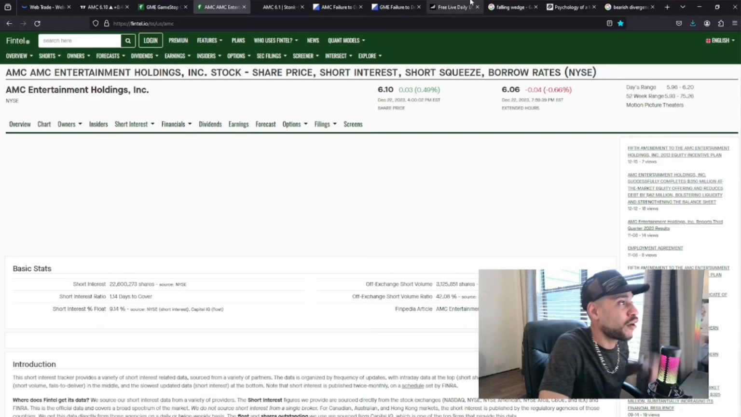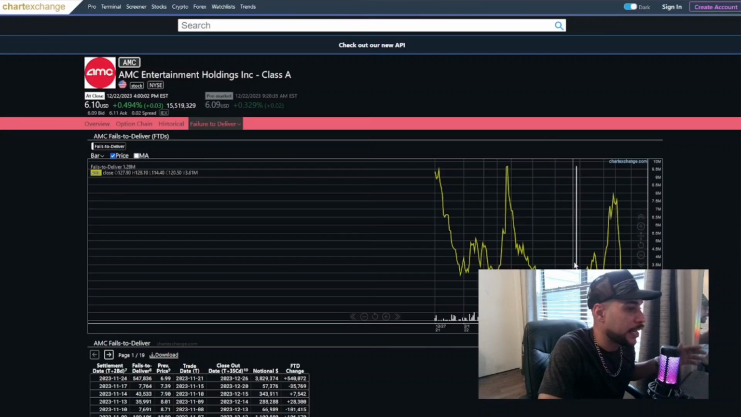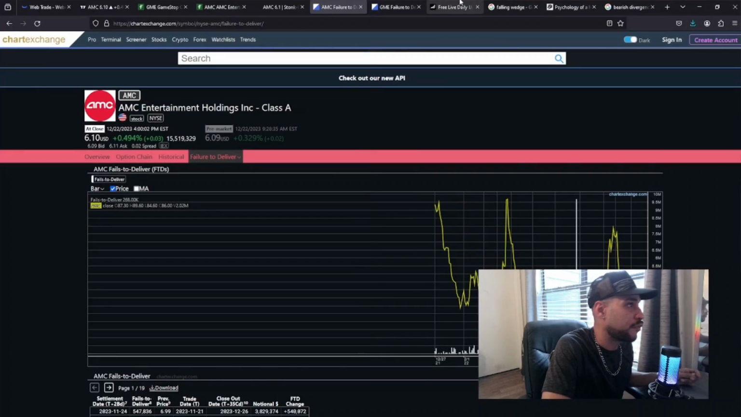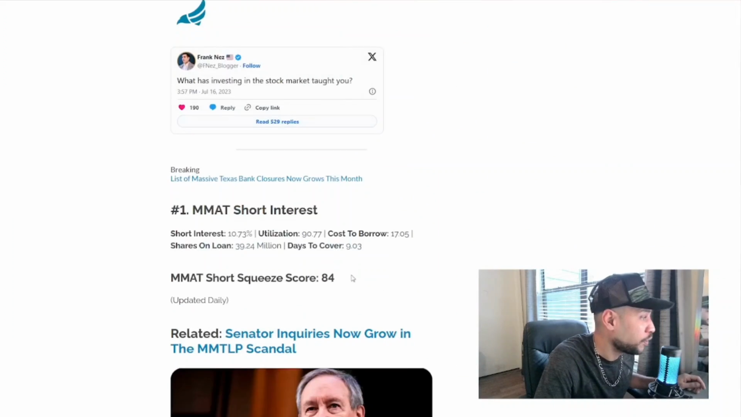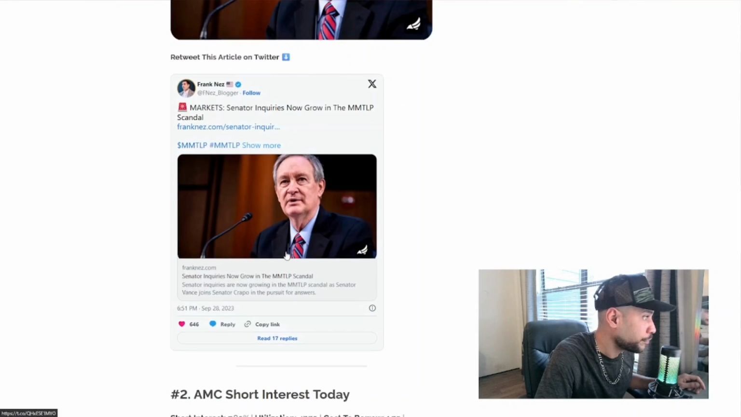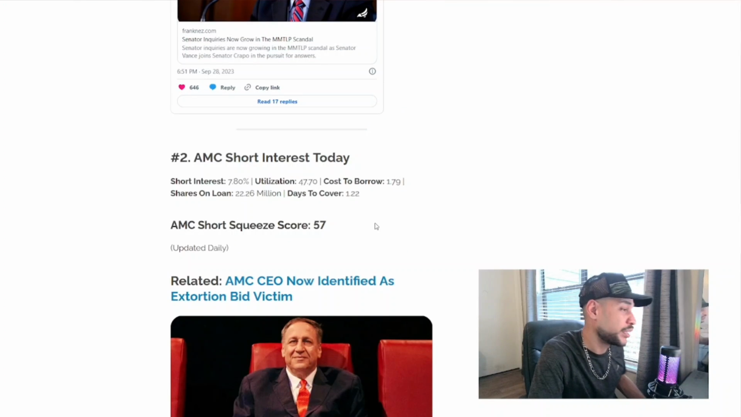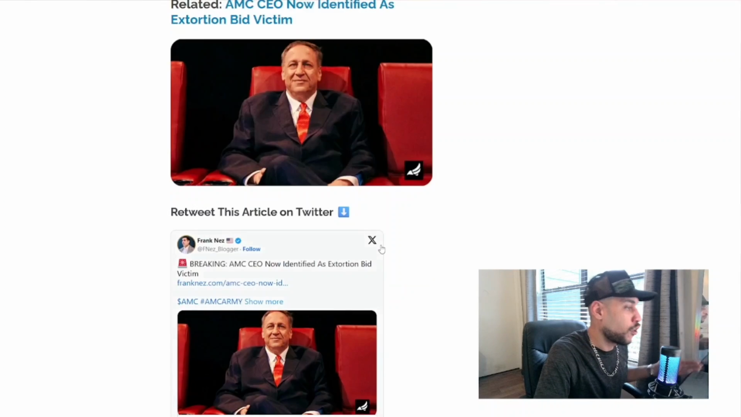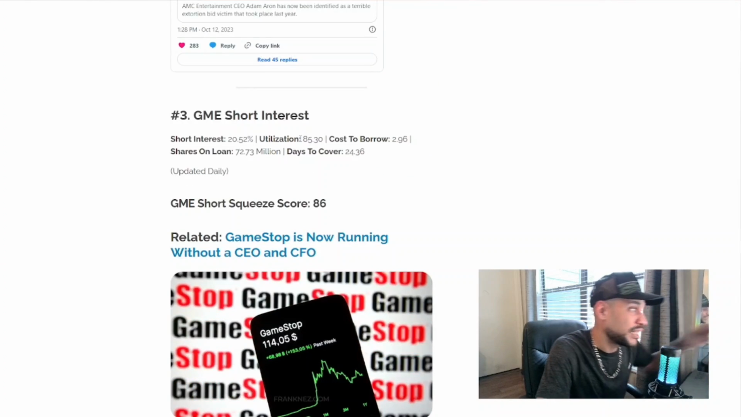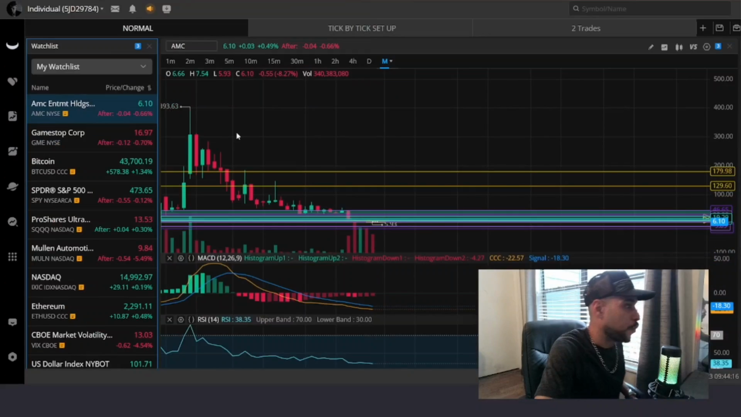The cost to borrow is very, very low, and the failure to delivers are very, very low. Utilization is only at 47% right now for AMC. If it was higher, that would also help as well. We can see that utilization is at 85% for GameStop.